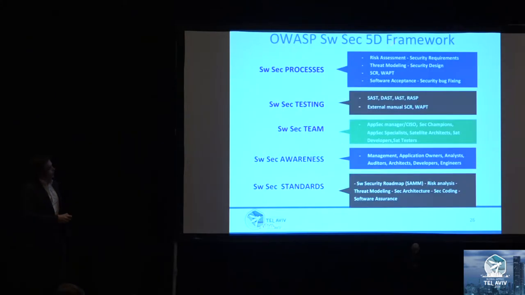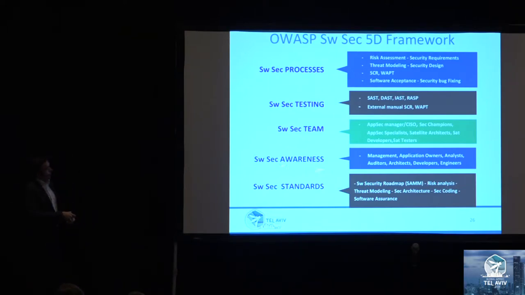So here is the framework. We look at five dimensions. The first one is processes. Here, nothing new, because all the SDLCs look at processes: risk assessment, security requirements, and so on. For testing, we look at what kind of tools, because automation today is necessary, but it is not sufficient. So we also look at whether you perform external manual secure code review and web application penetration testing, which are very important for critical applications. And then we look at the team. There is an application security manager, security champions, application security specialists, satellite architects and developers, meaning the people inside the company who look for security and understand security, so they become the focal point when you have to fix something, because they understand the problem and can fix it as soon as possible.